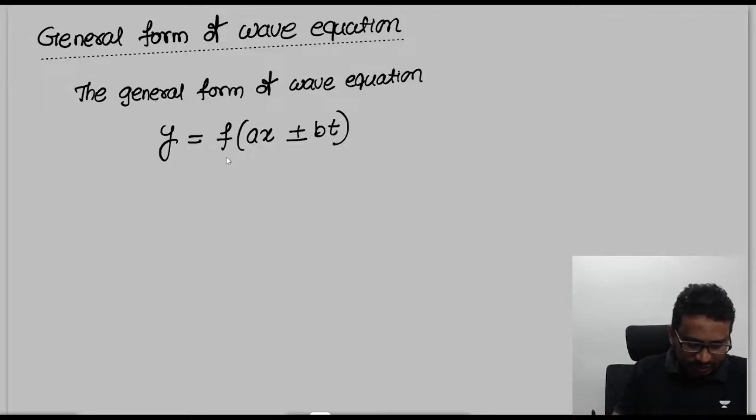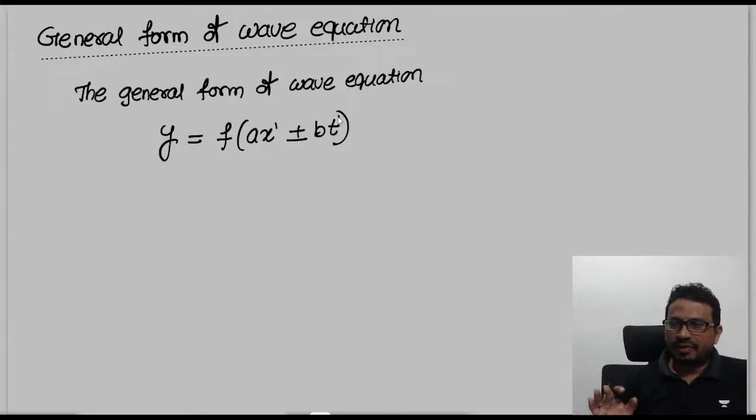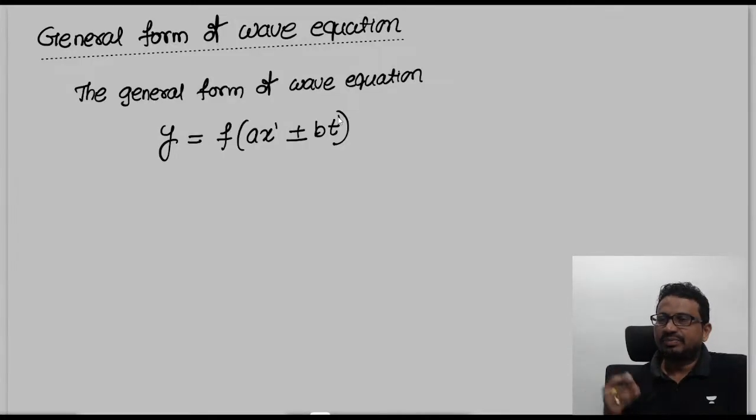Here f means some function. Now you can see that the power of x must be 1 only, and the power of t must be 1 only. Then only that is called a wave. If the power of x or power of t is something else, more than 1 or less than 1, then that is not a wave. That is not called a traveling wave.